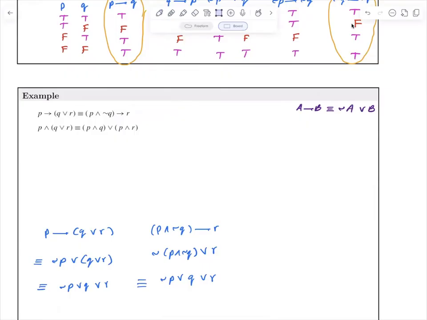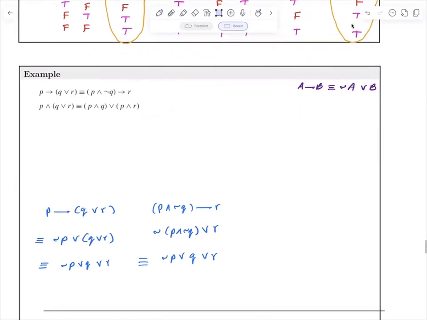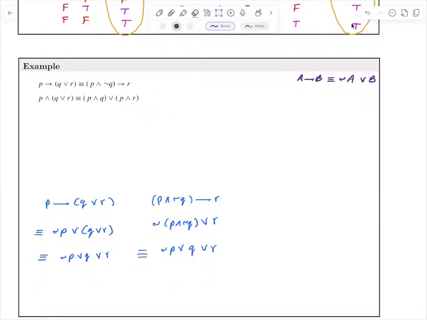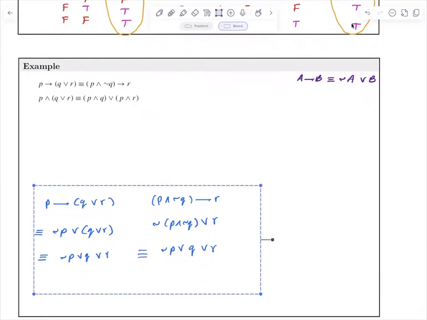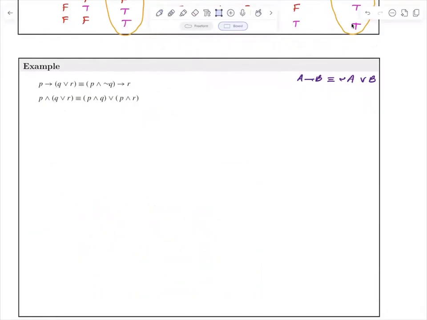Let's take a look at P and Q or R and show that it is equivalent to P and Q or P and R. For this one, we cannot use the laws because it's already one of the laws. So what are we going to do? We're going to basically use the truth table for it.